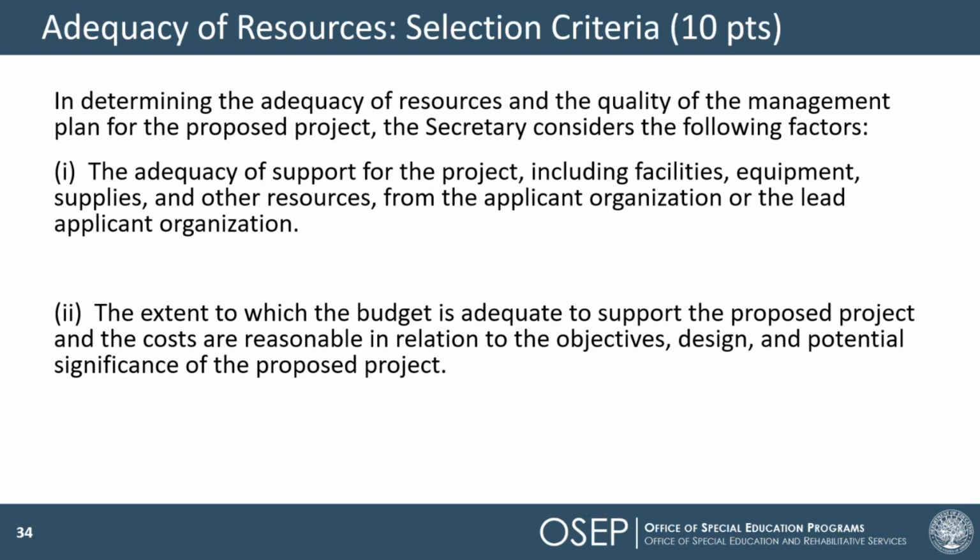Slide 34. Adequacy of resources. Selection criteria, 10 points. In determining the adequacy of resources and the quality of the management plan for the proposed project, the Secretary considers the following factors. 1. The adequacy of support for the project, including facilities, equipment, supplies, and other resources from the applicant organization or the lead applicant organization. 2. The extent to which the budget is adequate to support the proposed project and the costs are reasonable in relation to the objectives, design, and potential significance of the proposed project.